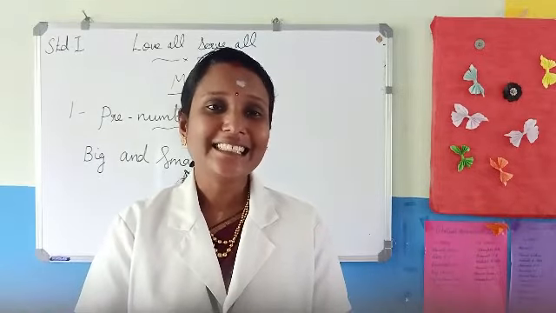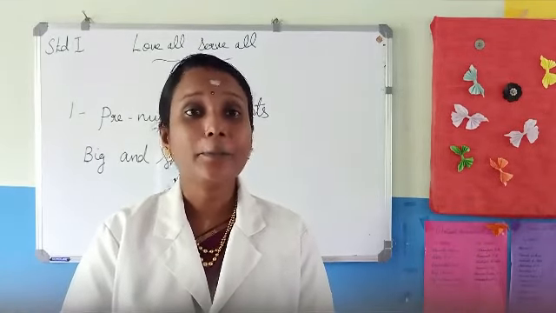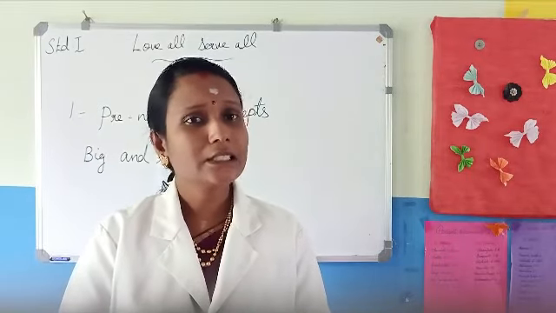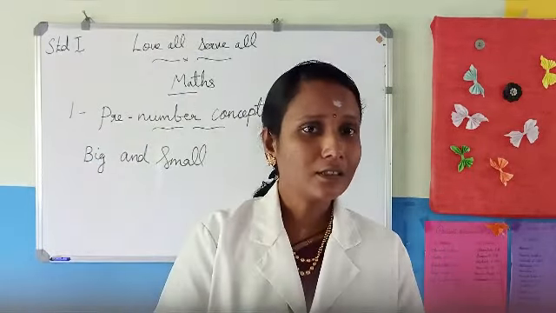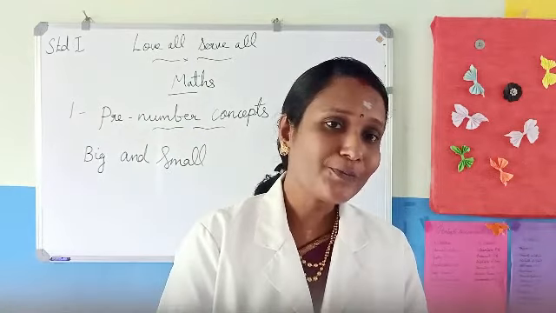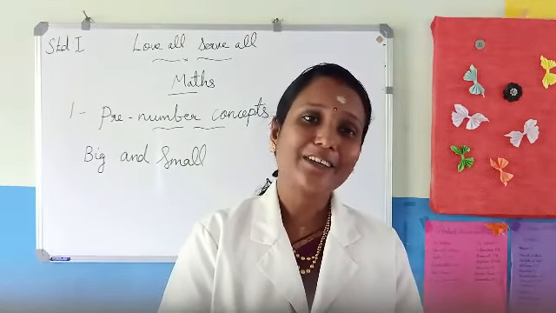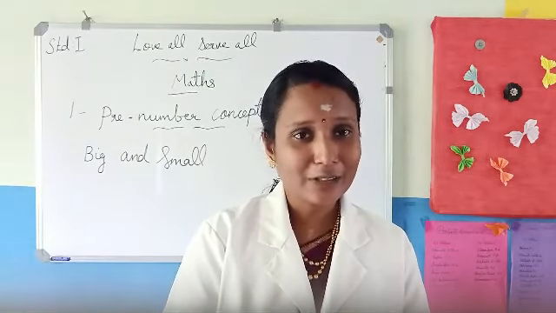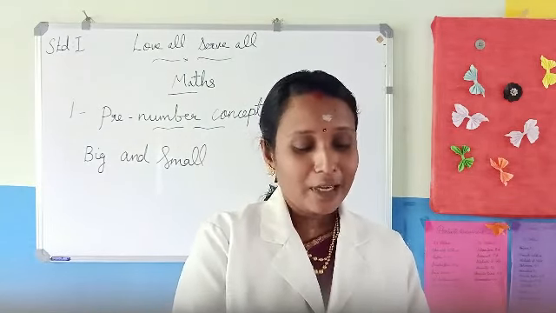Children, last class we learned about the number names from 1 to 9 and 0. Did you write and study the number names from 1 to 9? Did you complete your homework? Yes, I know all of you write and study the number names. Very good. Children, look at these boxes.